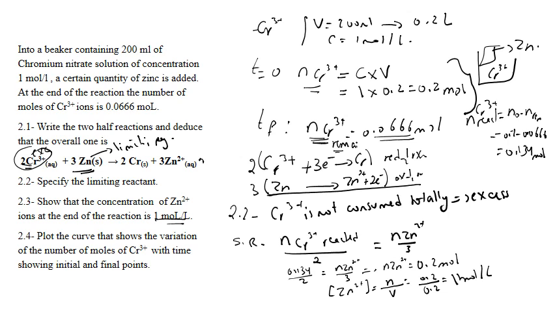How can we plot the curve that shows the variation of the number of moles of Cr3+ with time? We have to draw the shape of the curve. We don't have accurate values for all times. The only two values we have are for time equals 0 and t final, but we don't know at which time this reaction ended, so we can't know the accurate time. So to plot the curve, we have the time and we have the number of moles of Cr3+. At time equals 0, we have the quantity of Cr3+ ions 0.2.